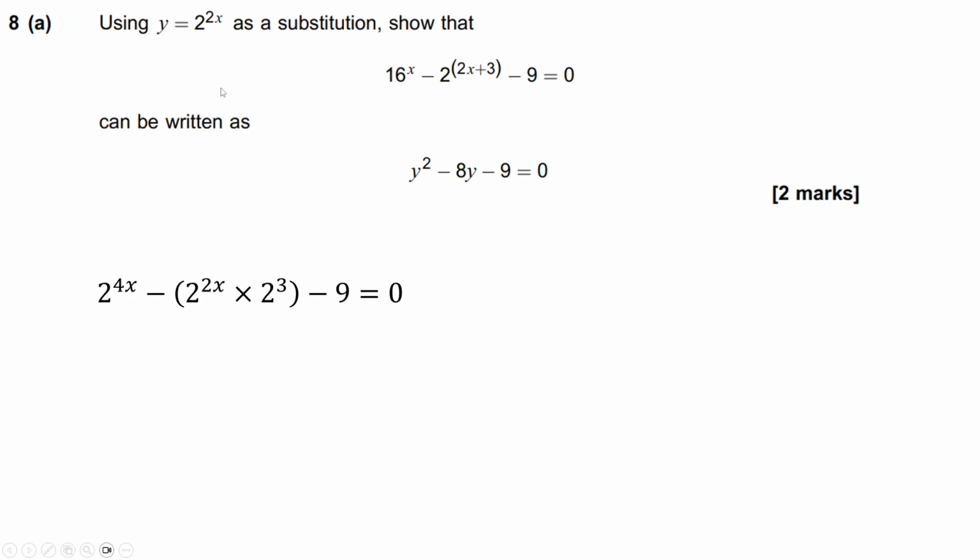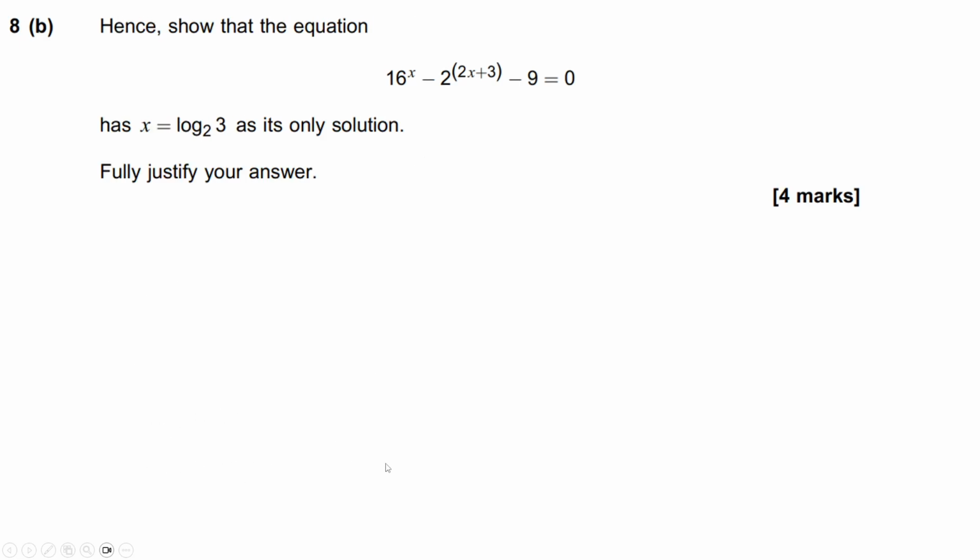This here is going to be y, and then this here is going to be y squared. If you just square this on both sides, you'll get 2 multiplied by 2, so that's 4x. So that's y squared, that's y. This is 8, and then this is minus 9. Just collect them together, you get this.